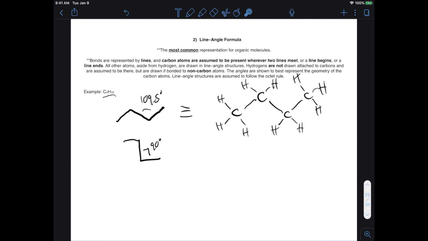But in general, you will see a lot of formulas being represented like this, just with the line angle formula. And again, we'll be doing plenty of examples of this. So hopefully it'll become a little bit more clear as we get some practice with it.